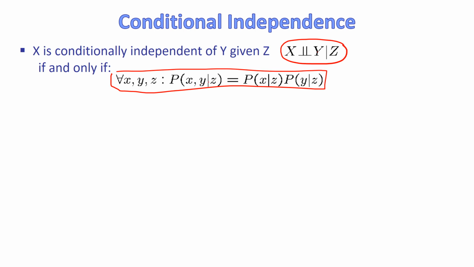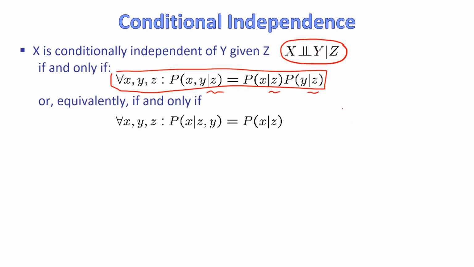Probability of x and y given z equals probability of x given z times probability of y given z. So that looks very similar to the independence, except that we have the condition everywhere. And as we said, it is equivalent also to probability of x given z and y equals probability of x given z. So this is like ignoring completely y if it is observed. If it becomes evidence, it doesn't matter.